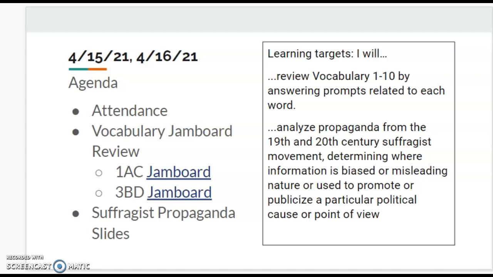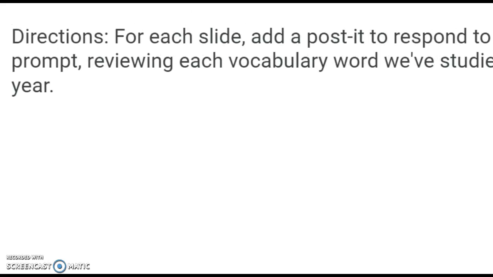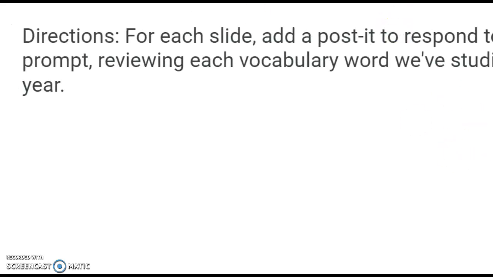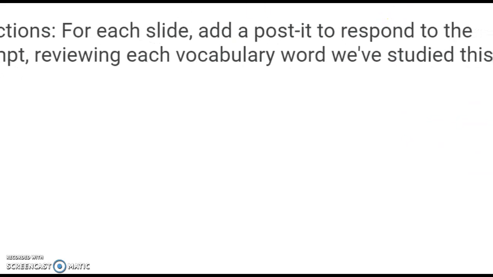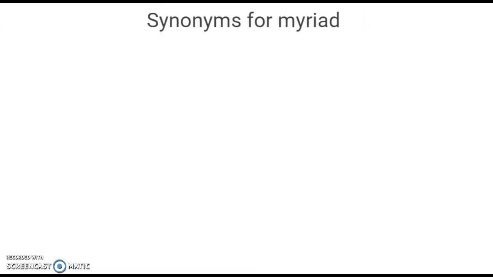Hi all, for Thursday, Friday this week, you are going to complete a vocab review Jamboard to get started, and then we'll do suffragist propaganda slides. So for the Jamboard, you'll click your class link. In class, we just went slide to slide. So it says for each slide, add a post-it to respond to the prompt reviewing each vocab word we've studied this year. For example, the first one says synonyms for myriad.